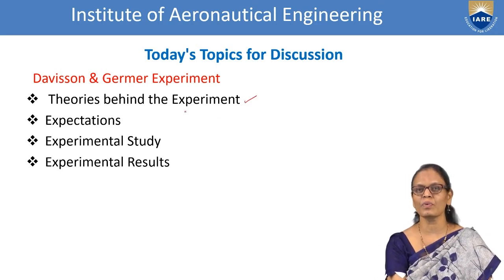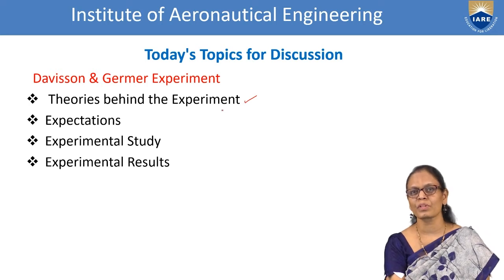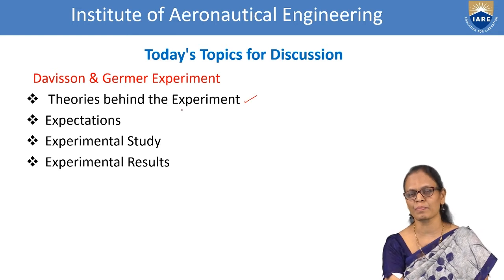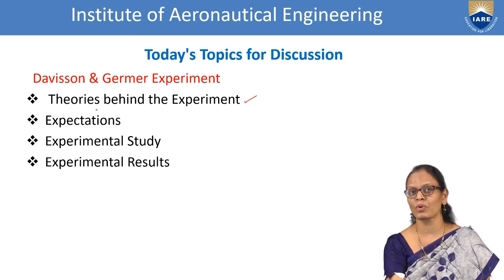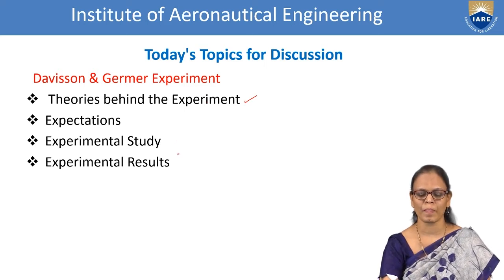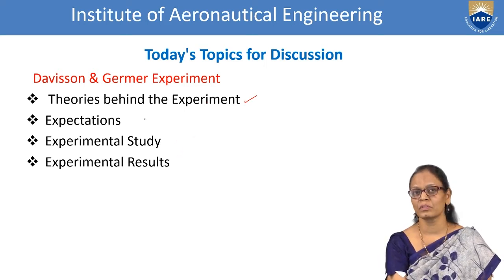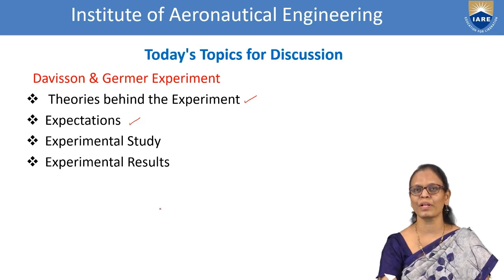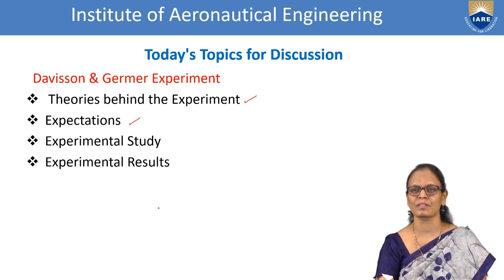Whenever you have to do an experiment, you need to know what is the theory that exists behind the experiment. Without knowing the theory, you cannot perform the experiment. Now, we will also talk about the expectations, that is the outcomes. What is the outcome you are expecting from that experiment? Because whenever we do an experiment, we do it with certain expectations.